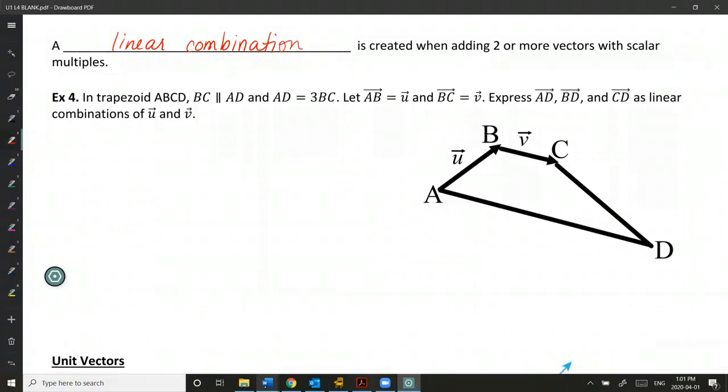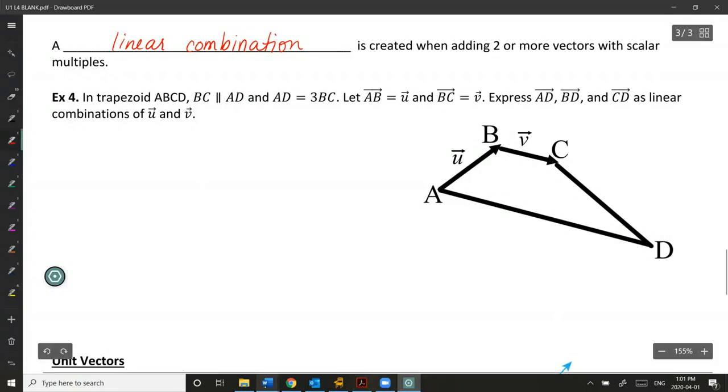Okay, so we've got a trapezoid A, B, C, D. It tells us that the line segment BC is parallel to the line segment AD, and that the line segment AD is 3 times the length of the line segment BC. So here you'll notice I don't have any vector symbols, and that's simply because we're just referring to the line segment from A to D and B to C.